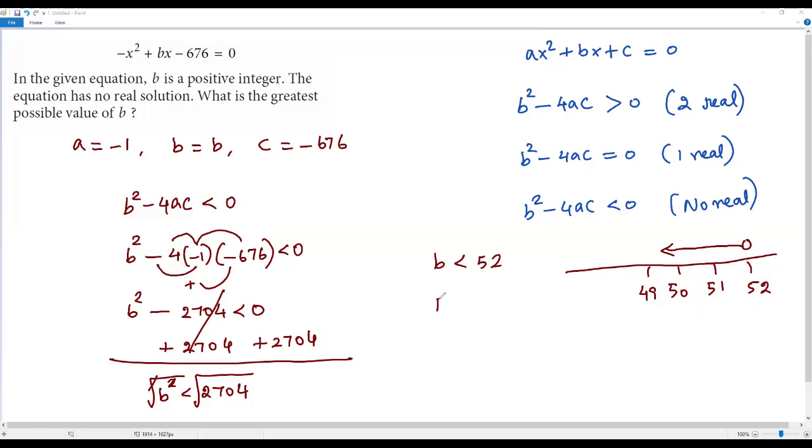So we can rewrite this inequality as b less than or equal to 51. That means b can be equal to 51 or it has to be less than 51, and also b has to be a positive integer. So from this inequality, it is clear the greatest possible value of b is 51.